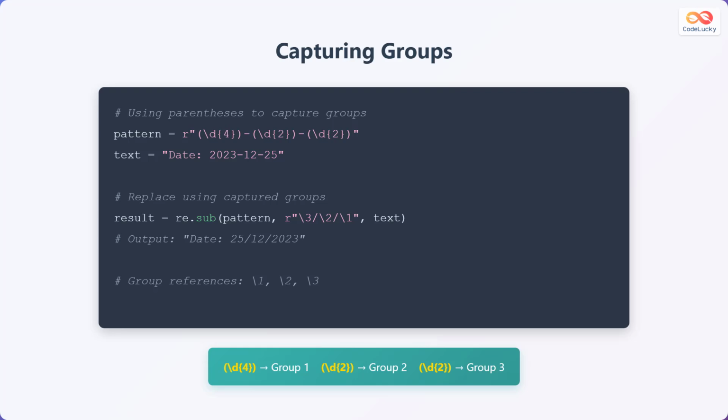You can use re.sub to rearrange the date format. In the replacement string, \1 refers to the first capturing group, which is the year, \2 refers to the second capturing group, which is the month, and \3 refers to the third capturing group, which is the day. So if you use r"\3/\2/\1" as the replacement, the output will be "date: 25/12/2023".